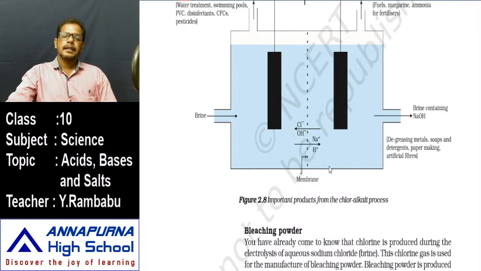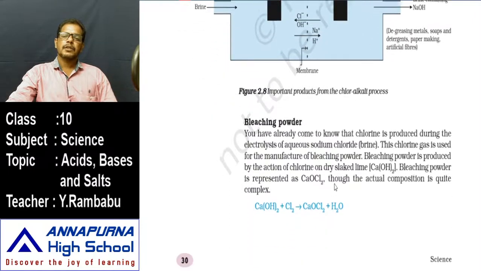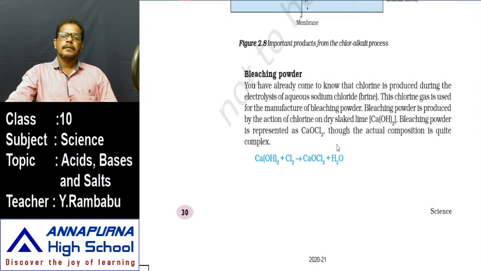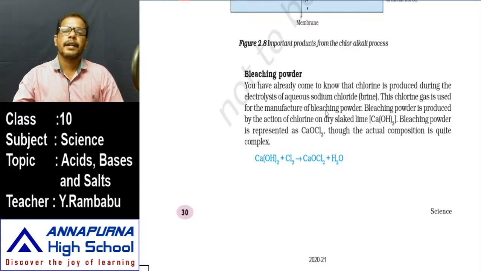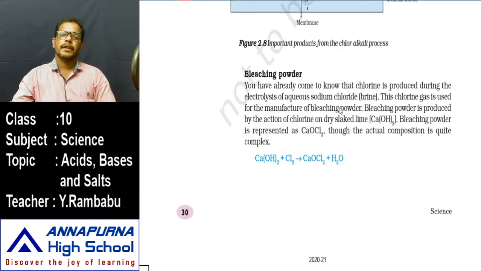Next, not only sodium hydroxide is produced, other products which are formed from this common salt, sodium chloride, include bleaching powder. We are familiar with this bleaching powder. Generally, it is used as a disinfectant, that means to kill the microbes.